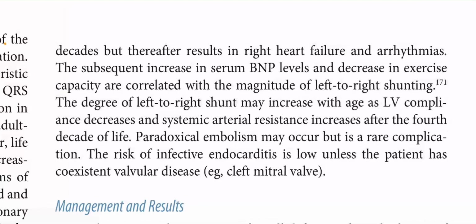The subsequent increase in serum BNP levels and decrease in exercise capacity are correlated with the magnitude of left to right shunting. The degree of left to right shunt may increase with age as LV compliance decreases and systemic arterial resistance increases after the 4th decade of life. Paradoxical embolism may occur but is a rare complication. The risk of infective endocarditis is low unless the patient has coexistent valvular disease, for example cleft mitral valve.